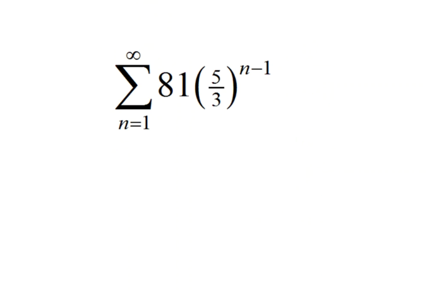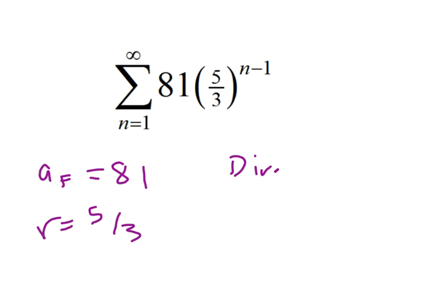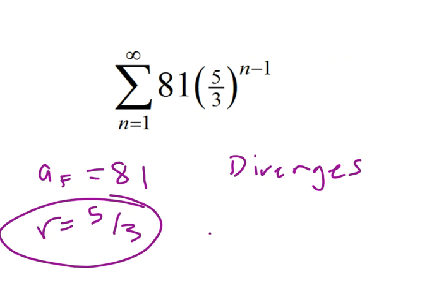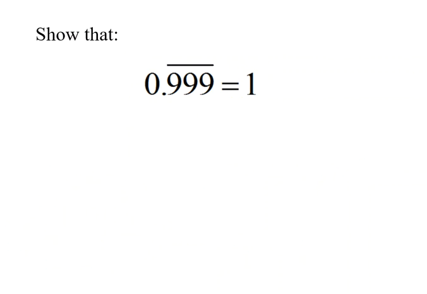Go ahead, pause the video and try this one. Did you try it? All right. So my A1 is 81. My common ratio is 5/3, and I can't sum it up. This would be an example of divergence. And it diverges because 5/3 is bigger than 1. Trick question. Hope I didn't fool you.